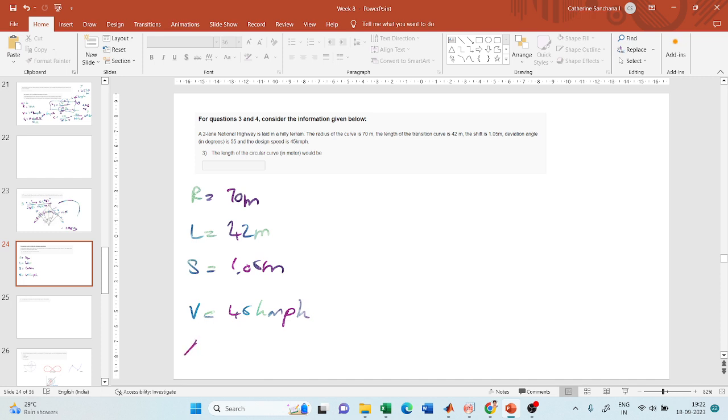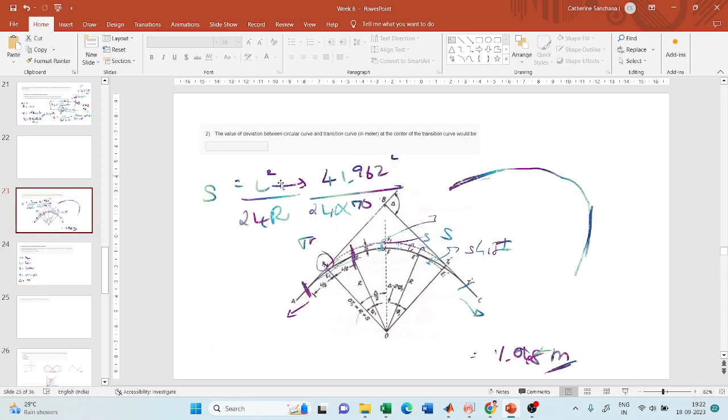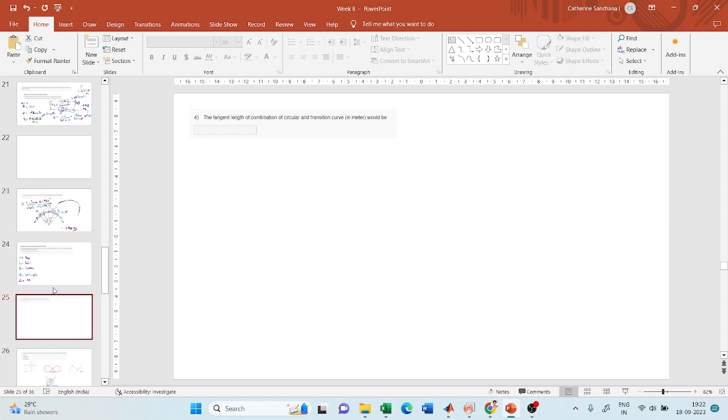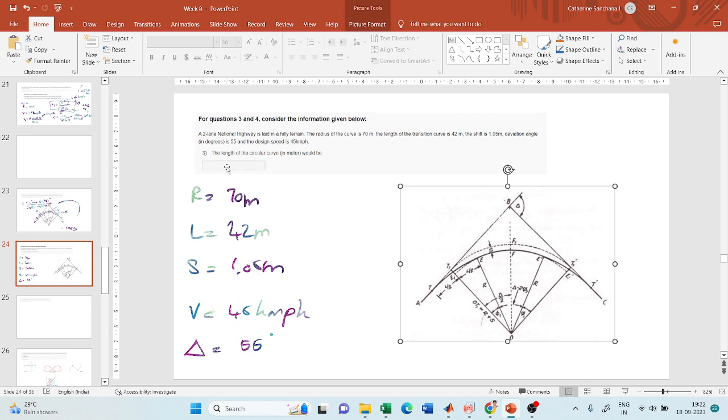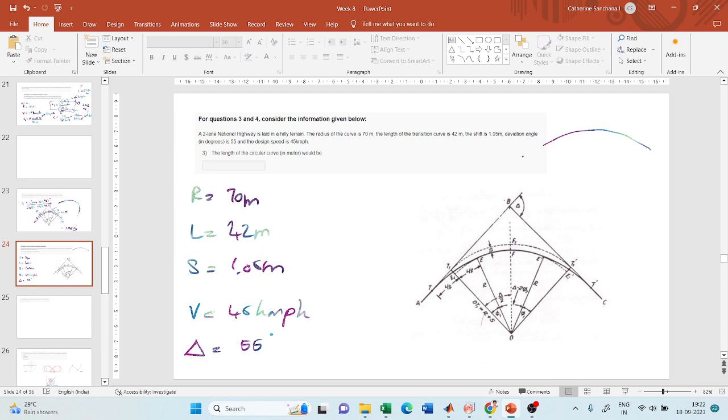Deviation angle we all know, we saw it in the last class also. So it is 55 degrees. Now, let us take the same figure. They've asked you to find out the length of the circular curve. Let me draw a situation without a transition curve. We saw this in the last class. So this is my straight section. From this point, my circular curve is starting.